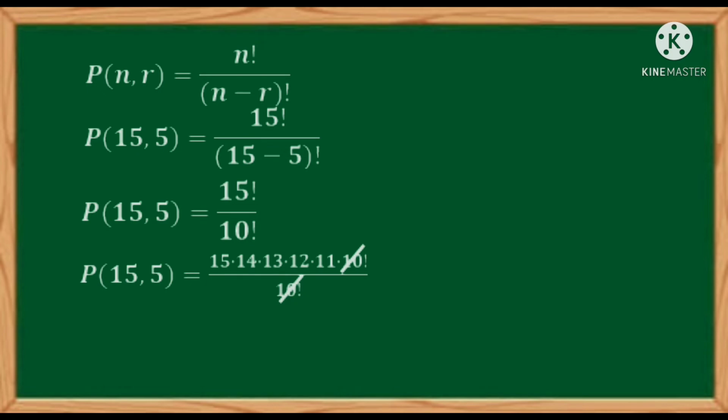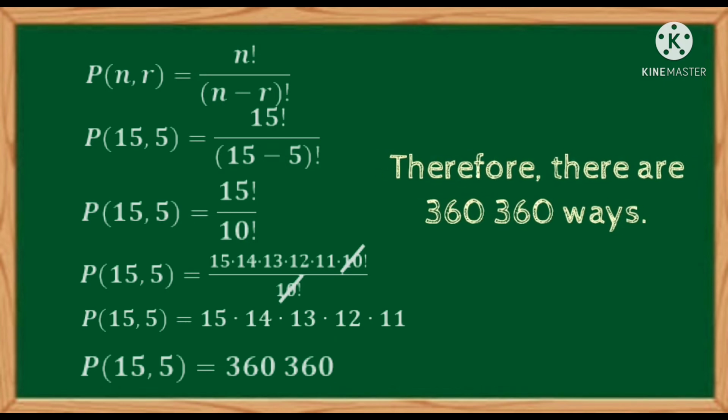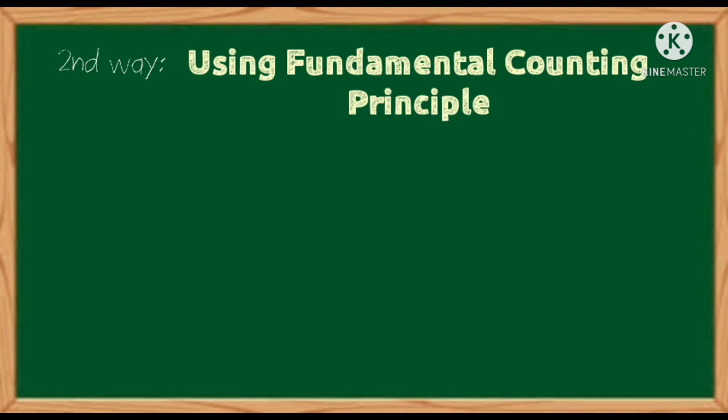Then let's divide out the common factors in the numerator and in the denominator. So the greatest common factor is 10 factorial. So let's divide them out. Then let's simplify further. So we have now 15 times 14 times 13 times 12 times 11. The answer is 360,360. So the permutation of 15 taken 5 is equal to 360,360. Therefore, there are 360,360 ways.